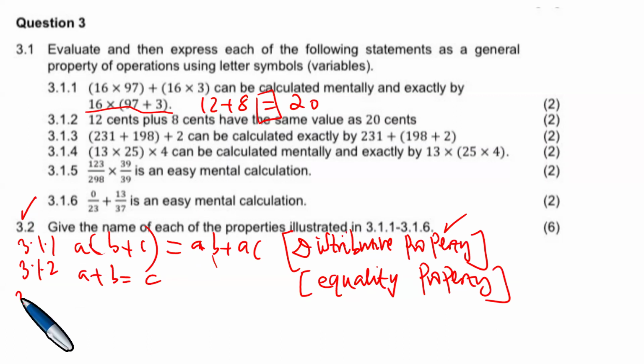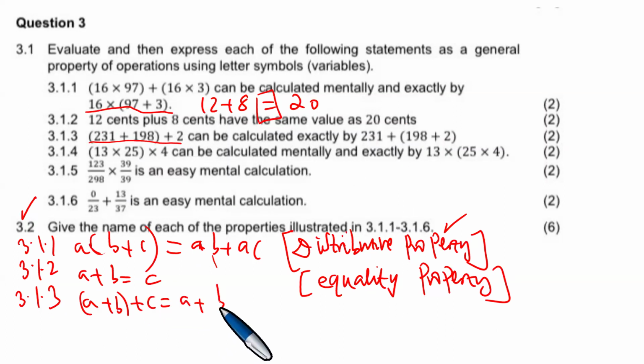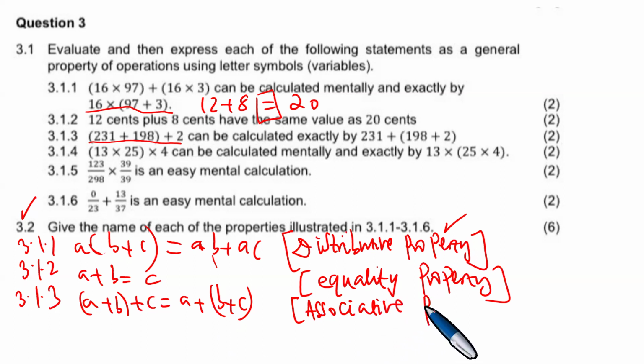Next, 3.3. Now you're going to do 3.3, there are some brackets around here. You start with the bracket and then you have plus B and then you have C. And then now you have A plus B plus C. What is this one? It's called the associative property.